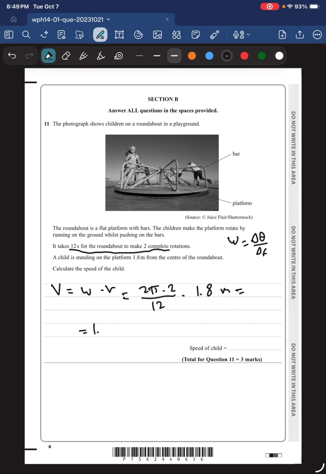1.89 meters per second. And this should be the easiest 3 marks you should snatch from a paper like this, okay? I mean, this is an easy problem. So let's move on.